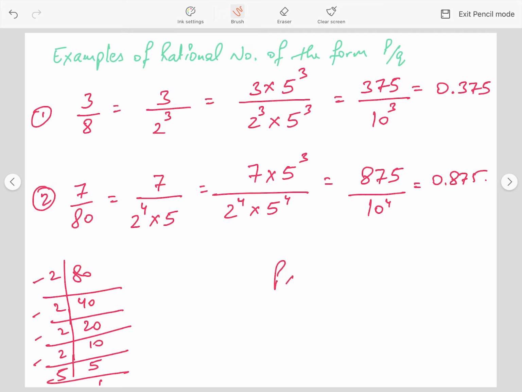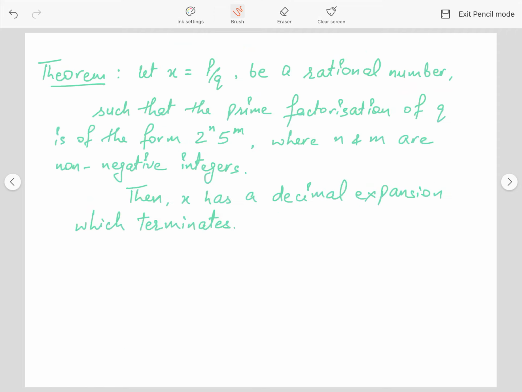So from these examples we have learned how to convert a rational number of the form p by q, which is in fraction, where q is of the form 2 raised to the power n and 5 raised to the power m. So we can express this as a theorem, where we let x equal p by q be a rational number such that the prime factorization of q is of the form 2 raised to the power n and 5 raised to the power m, where n and m are non-negative integers. Then x has a decimal expansion which terminates.